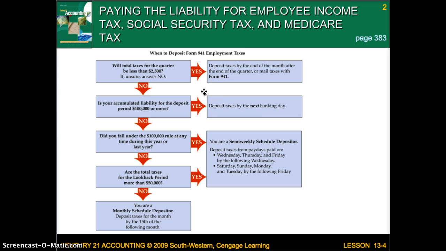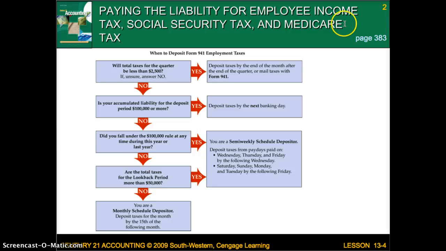So it has told us that Hobby Shack is classified as a monthly depositor. So they have gone through this flow chart and the IRS has decided that they will be depositing monthly. New employers, so new businesses, are automatically monthly depositors for the first calendar year of their business. So remember, Social Security and Medicare tax are the only payroll taxes that are paid by both the employer and the employee. A business pays the exact same amount of Social Security and Medicare that the employee pays. So it's just doubled whatever is withheld from the employee.